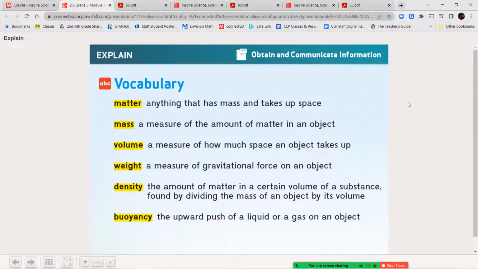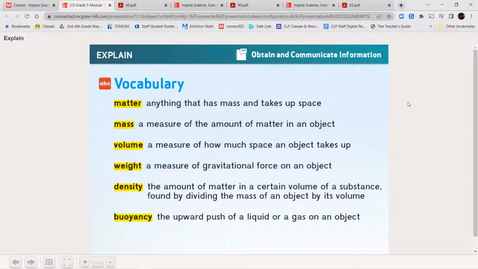So matter is anything that has mass and takes up space. Mass is the measure of the amount of matter in an object. So how much stuff is it made up of? Volume is the measure of how much space an object takes up. Weight is the measure of the gravitational force on an object. So the weight is based on gravity. Your weight here would be different than your weight on the moon. So weight is a measure of how much gravity is pulling you towards the Earth.